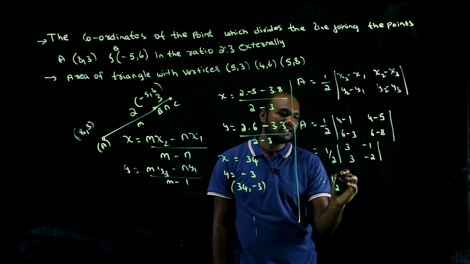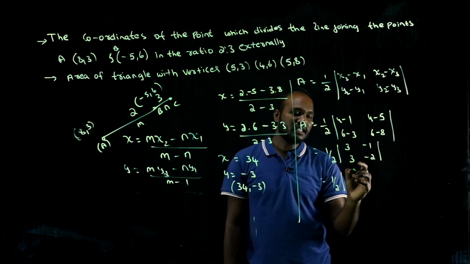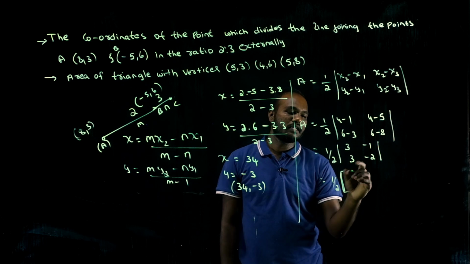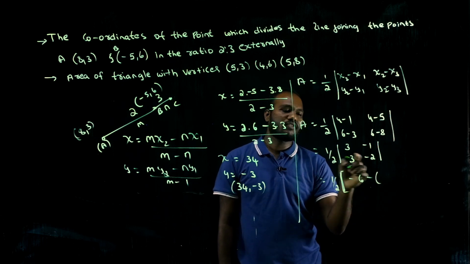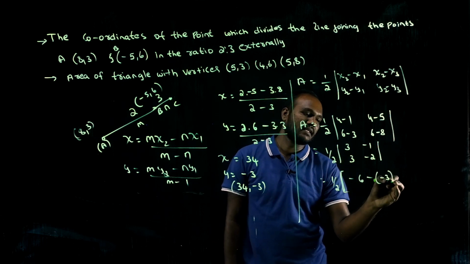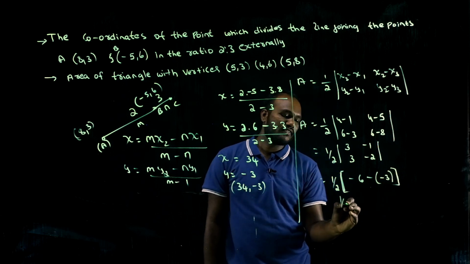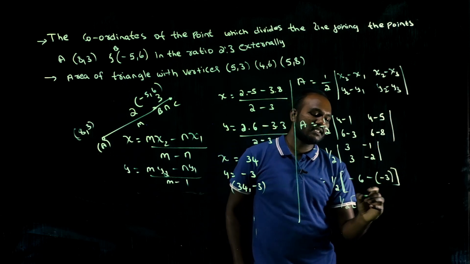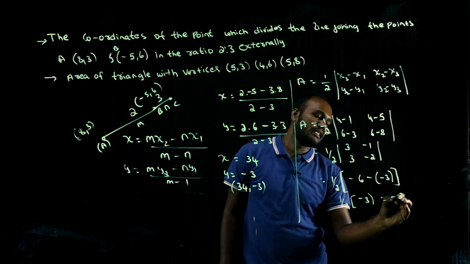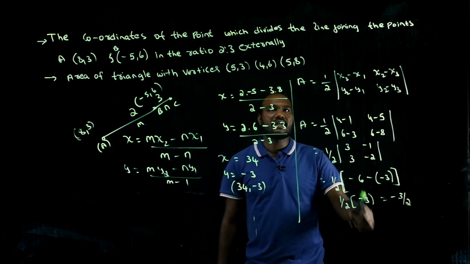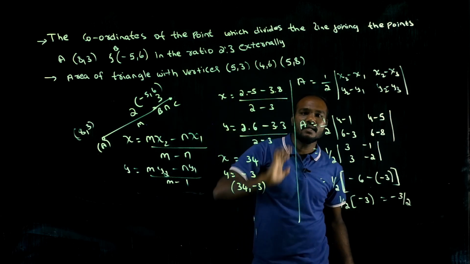So half times, if I take 3 into minus 2, if I open the bracket, 3 into minus 2 is minus 6. Minus of 3 into minus 1 is plus 3. Okay. So half times minus 6 plus 3 is minus 3. So what do we get? Minus 3 by 2. This is the area of a triangle formed with these 3 vertices.